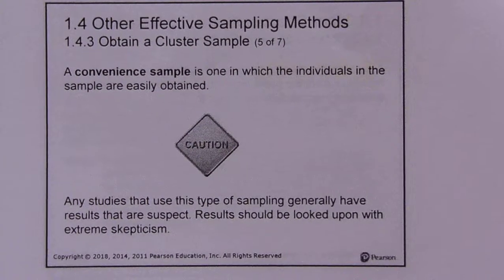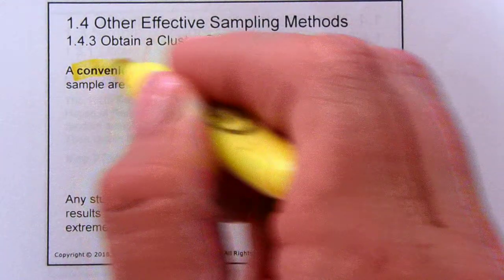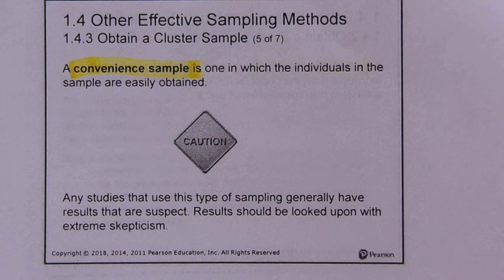Okay, in section 1.4, we're looking at other types of sampling. One of those is a convenience sample. A convenience sample is like if a TV station says, call in and give us your opinion about something. People call in, or maybe somebody is standing at the mall, or at the library, or at the student center asking some type of survey question.